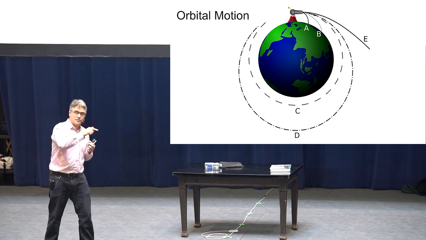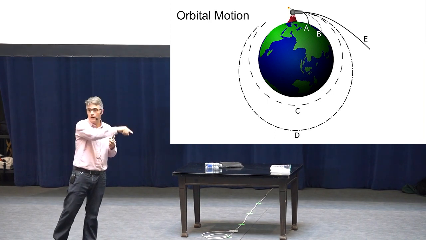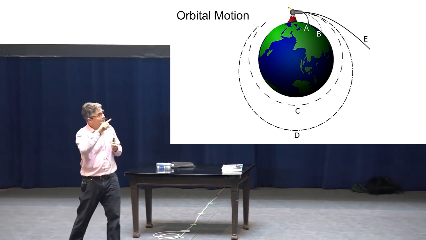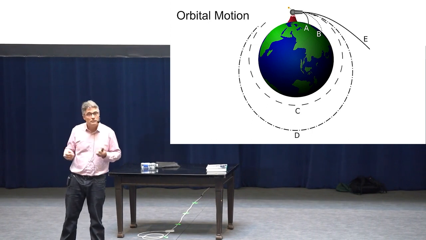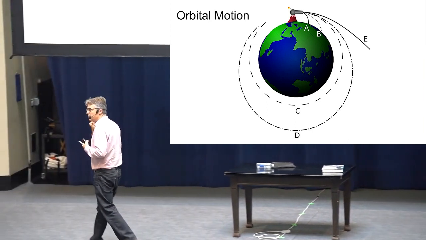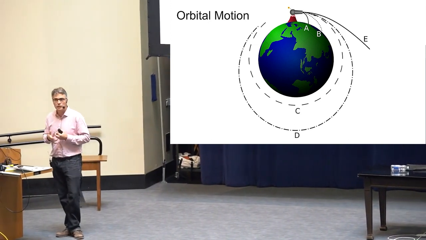But if you went faster, if you increase that initial speed to b, it would go farther. If you increase it to c, it would go all the way around and hit you in the back of the head. Okay? Because gravity pulls you towards the center of the Earth, and that's not a fixed direction.